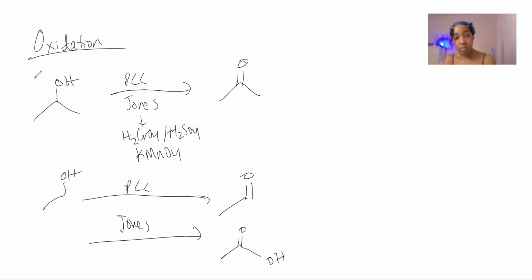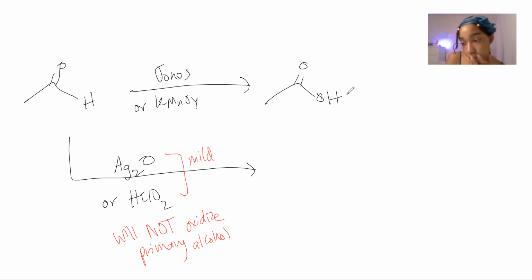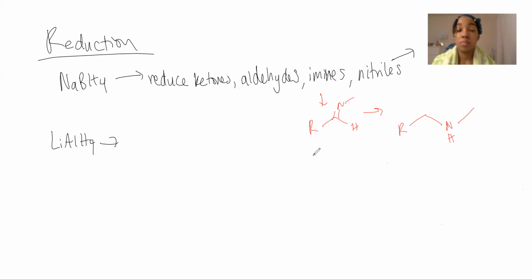Okay, on to oxidation. The secondary alcohols can be made into ketones with PCC or Jones, or any of these things. Primary alcohols, PCC goes to aldehyde, primary with Jones goes to carboxylic acid. And then aldehydes can be oxidized to carboxylic acid with Jones or KMnO4, and a mild one can also make it a carboxylic acid. But they will not oxidize primary alcohols. Okay, and now here we are.